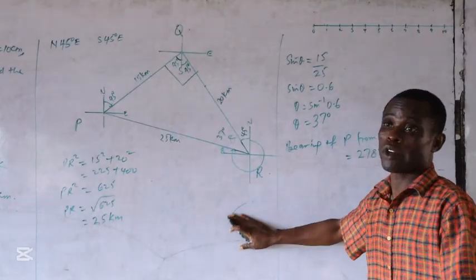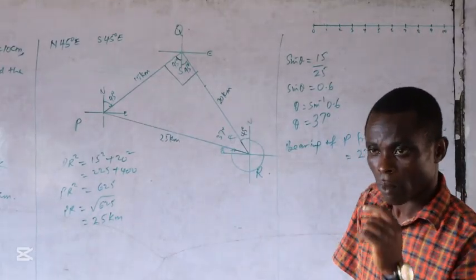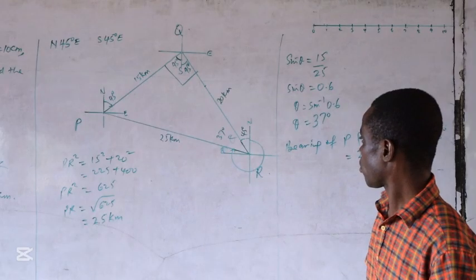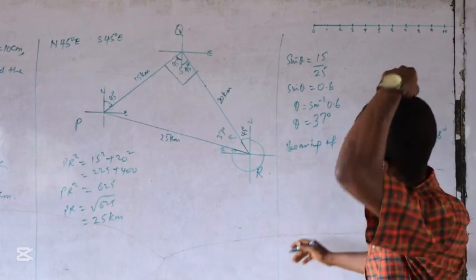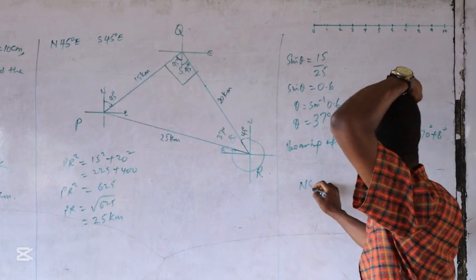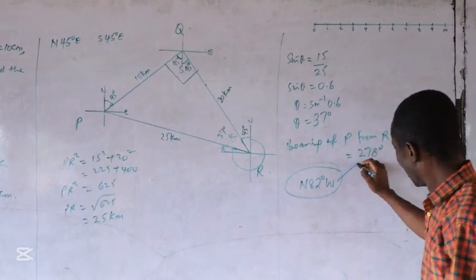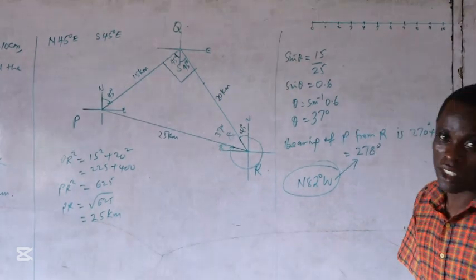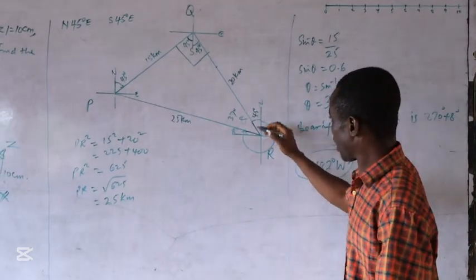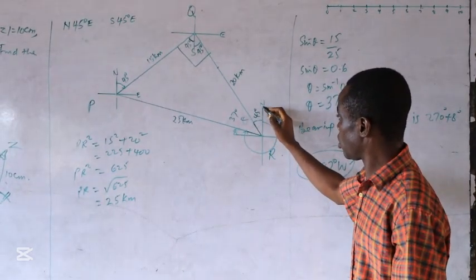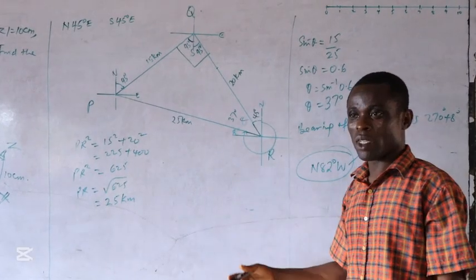Sir, can you say 82 degrees, not 82 degrees west? We can say north 82 degrees west. Yes, it is equivalent to this. It's right, because if I don't want to move clockwise, I can move anti-clockwise by saying north 82 degrees west. It's okay.